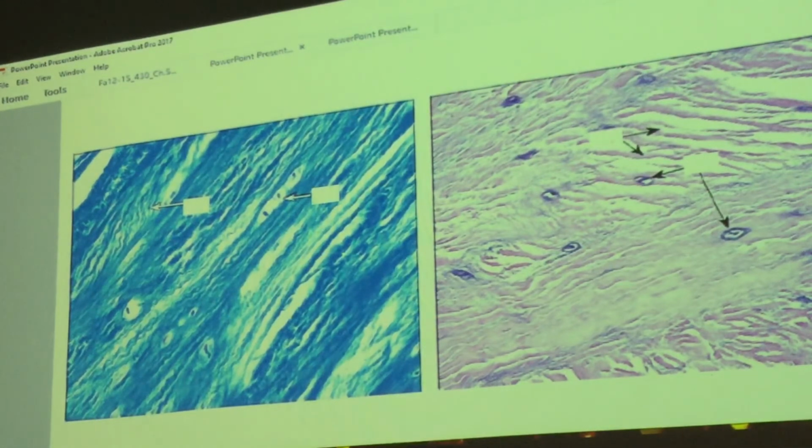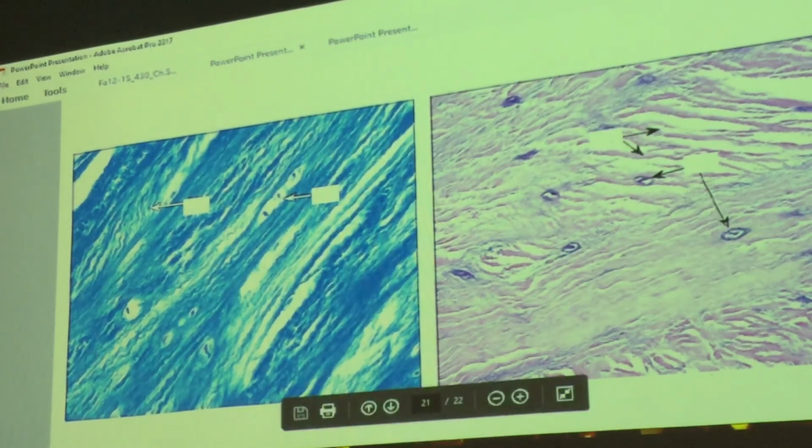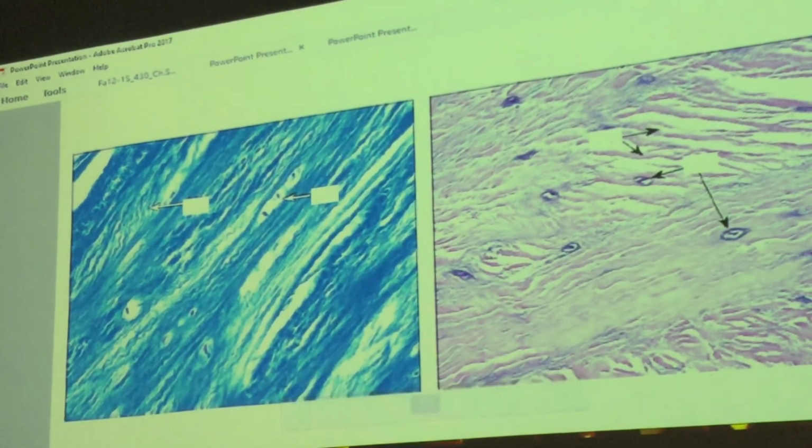Type of tissue? Dense irregular. Looks like dense irregular, except there's chondrocytes. Still fibrocartilage.